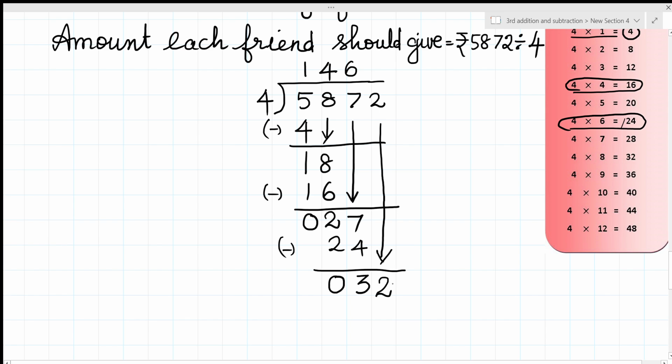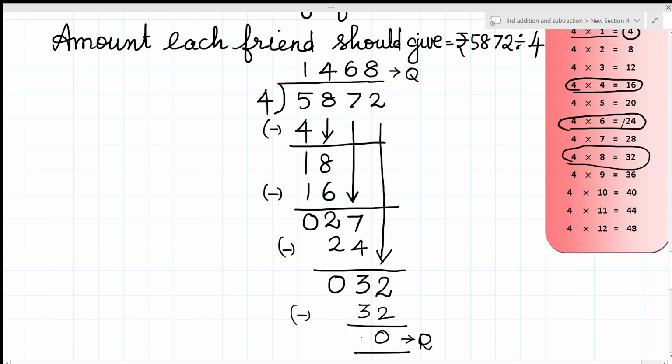Look at the table. Do we have 32 in 4 table? Check. Yes, 4 8s are 32. We have the exact number. So in 8th time we get 32. Now subtract the numbers. You will get 0. So now 1468 is the quotient and 0 is the remainder.